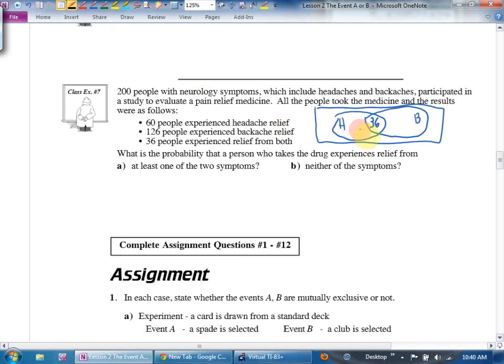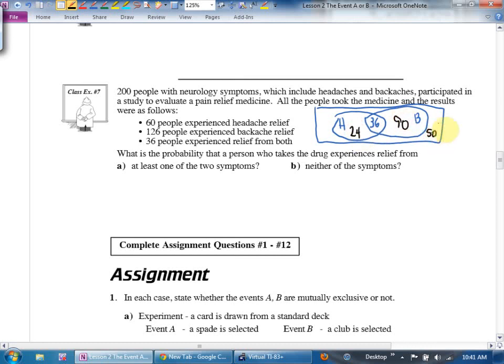How many only cured their headache but didn't cure their backache? 24. How many got backache relief but still had a headache? 90. Now this is not percentages. This won't add to one, this won't add to 100. What will this add to? The total number of people. How many people did the drug not work for? Yeah, more specific. 50? No? 60? Let's see. 60 plus 90 is 150. I think the answer is 50.